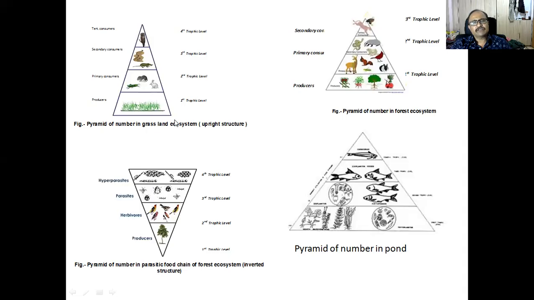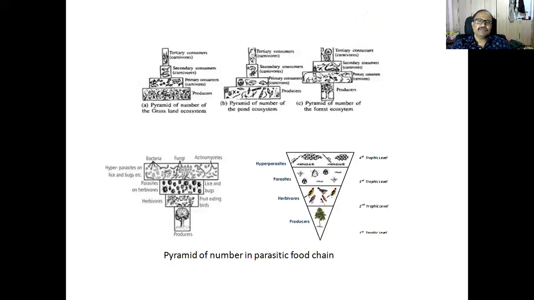बराबर है. यहाँ पे पॉन्ड इकोसिस्टम में क्या होता है? पॉन्ड या ग्रासलैंड इकोसिस्टम में नंबर ऑफ प्लांट्स ज्यादा थे, ऑर्गेनिजम्स फर्स्ट ट्रॉपिक लेवल में ज्यादा थे, देन कम होते जा रहे थे, ग्रेजुअल डिक्रीज ऑफ नंबर ऑफ ऑर्गेनिजम्स. हेंस it is showing the upright structure. But in case of parasitic food chain, the number of organisms are increasing from first trophic level to fourth trophic level. Hence, the pyramid of number in parasitic food chain shows the inverted structure, ulta structure. Okay, this is the pyramid of number.